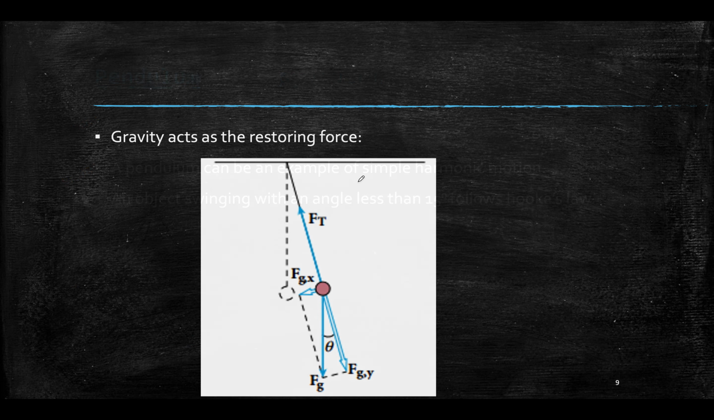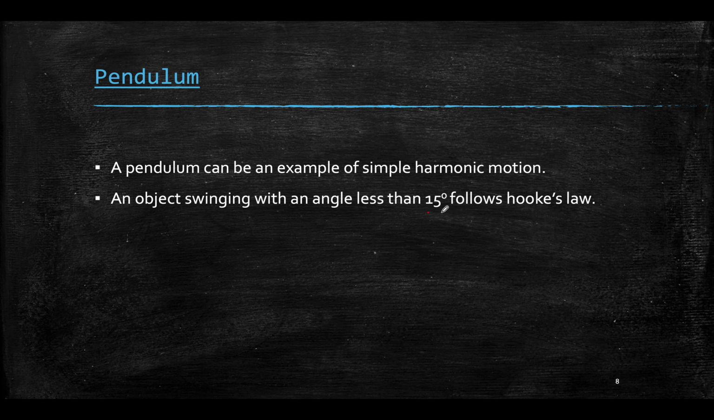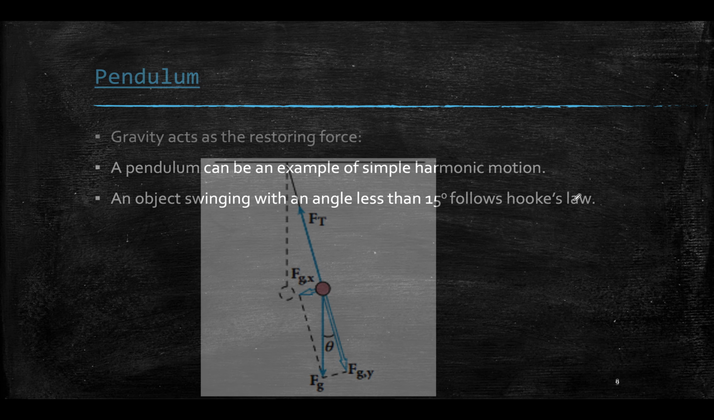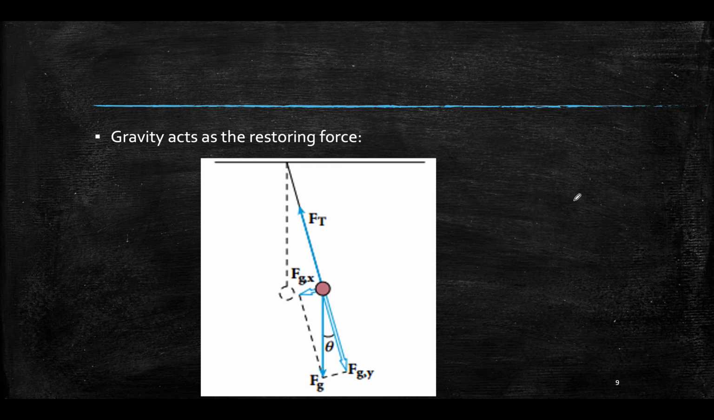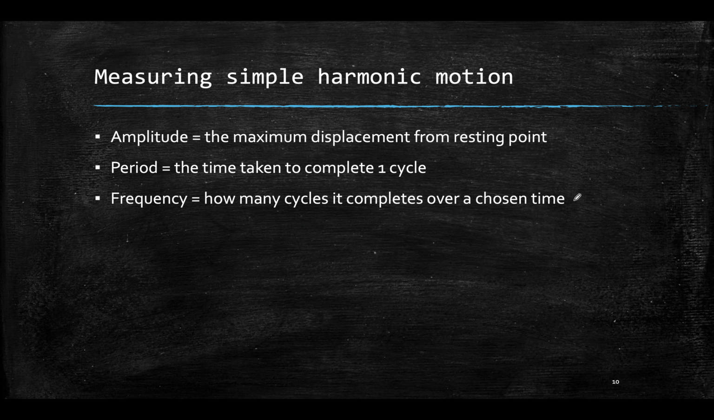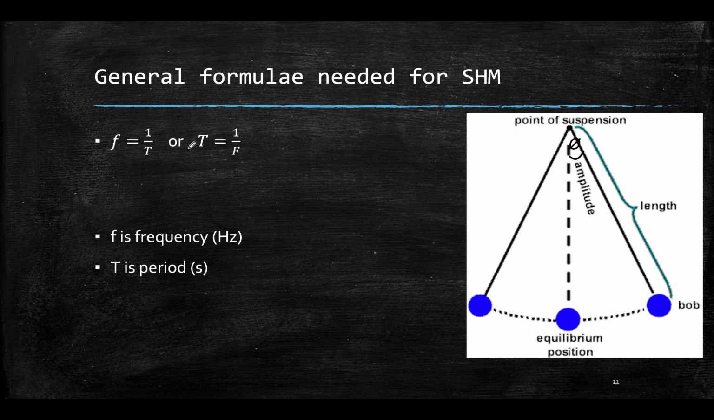So any object, by the way, that swings with an angle of less than 15 degrees will also follow Hooke's law. Gravity is the restoring force in this case. Just to remind you, amplitude is the maximum displacement from the resting point. Period is the time for one cycle. Frequency is how many cycles it completes over a chosen time. So these two formulas will still be useful for us.